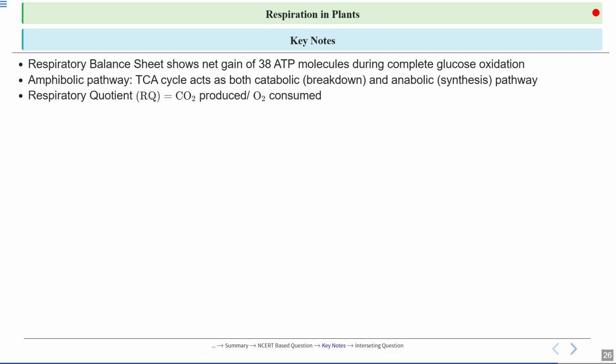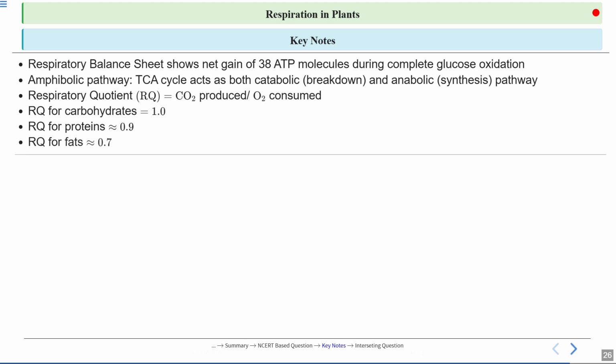Okay. Then we studied about the respiratory quotient. This is also very important. It is the ratio of volume of carbon dioxide evolved to the volume of oxygen consumed. And the respiratory quotient for carbohydrates we calculated came out to be 1. For proteins, it is approximately 0.9. For fats, it is less than 1, that is approximately 0.7.